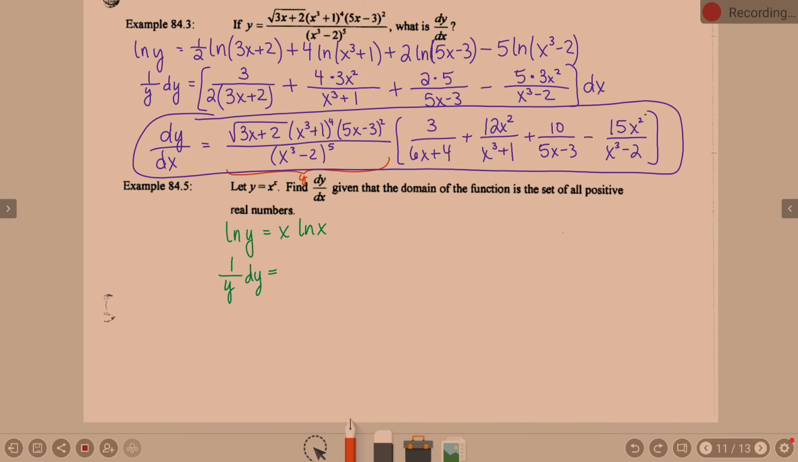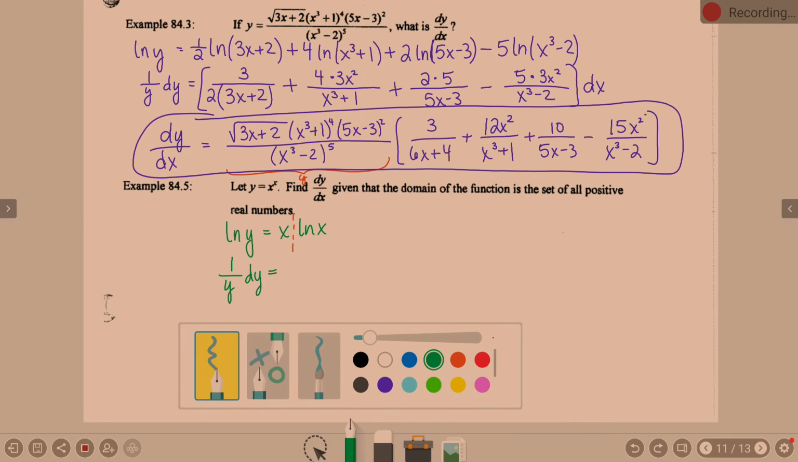Okay, what do we have to do here? Product rule. Realize x is something I can take the derivative of, yes? ln x is something I can take the derivative of. So this is a product rule. Derivative of the first, keep the other, plus, and then flip-flop it.